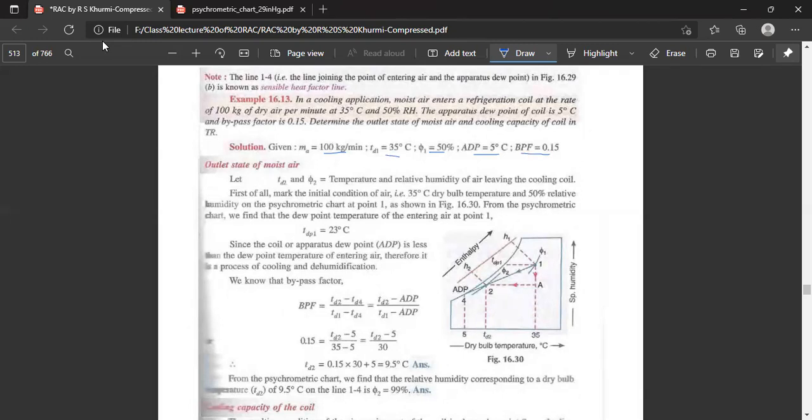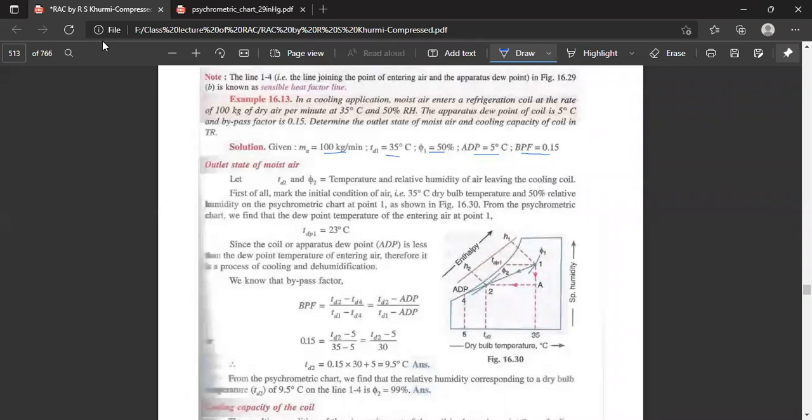Now, m_a is 100 kg per minute, the dry bulb temperature of 35 degrees is plotted here, and phi 1 of 50% is here. The ADP of 5 degrees centigrade comes from here, and BPF is 0.15. We need to find t_2 and phi 2, the temperature and relative humidity of the air leaving the cooling coil.